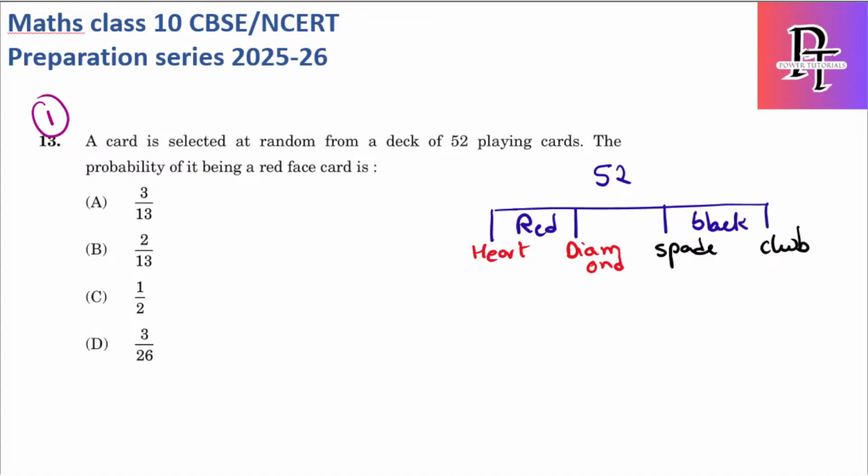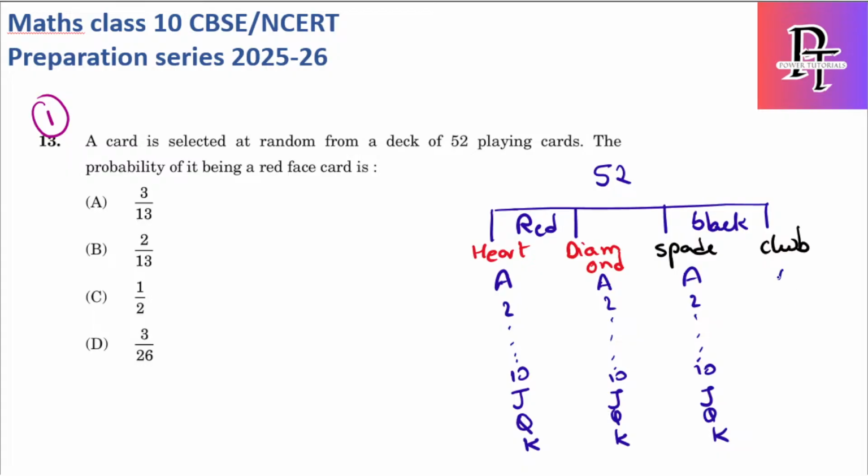Among these, the cards in each suit start from A and then 2 and so on till 10, and then we have Jack, Queen and King. This repeats for every suit: A, 2 and so on, 10, Jack, Queen, King. These are also called face cards, because they have a face on those cards.